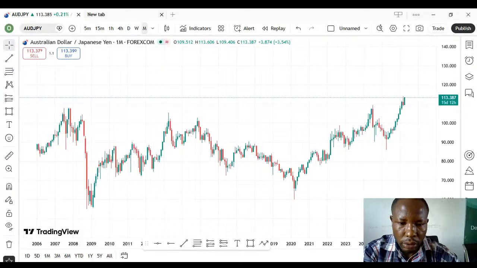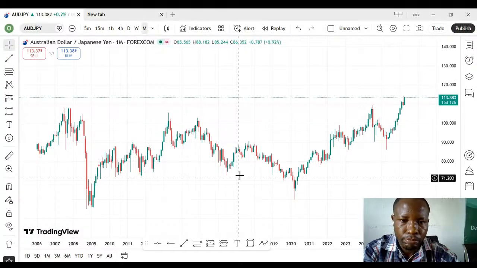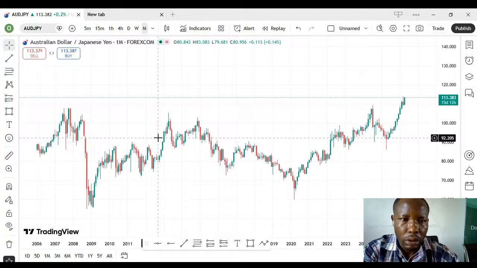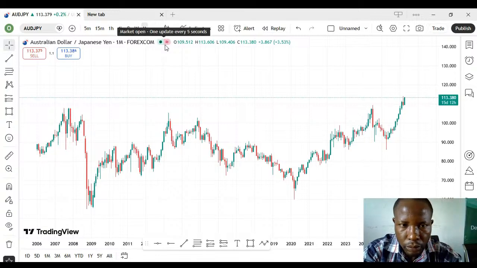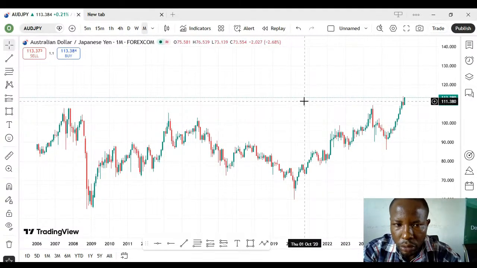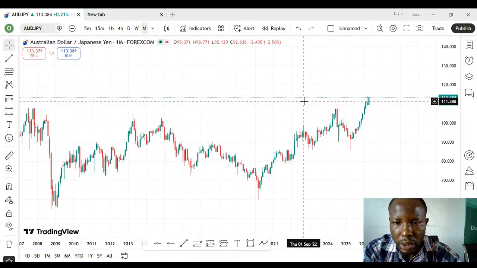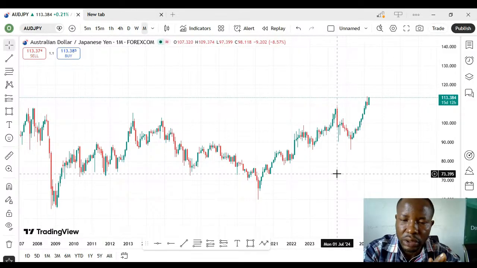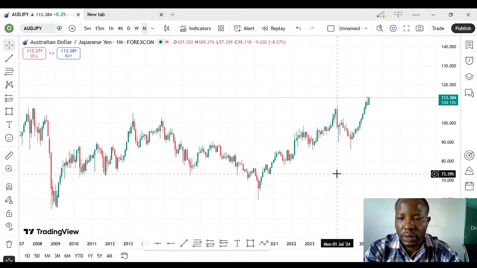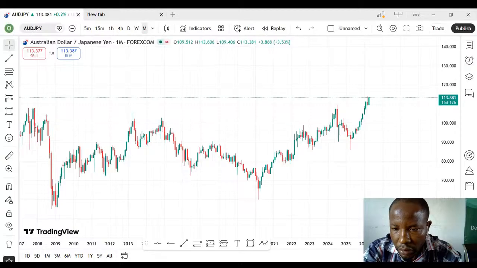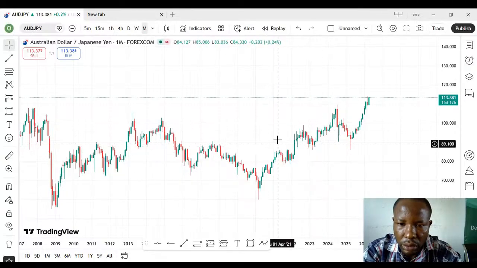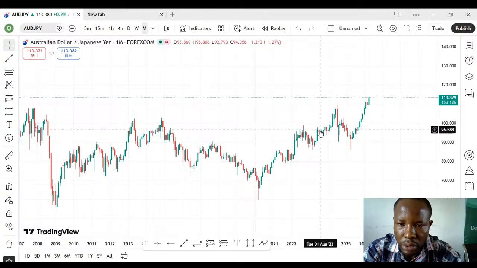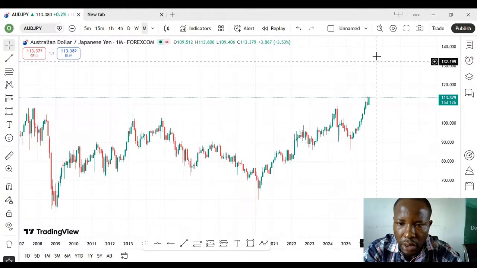As you can see in the chart, I'm on AUD JPY, and this is the monthly time frame. On the monthly time frame, we just want to see the overall direction of the market. You can see clearly what the market is doing, creating higher highs, higher lows, higher highs, higher lows, higher high.